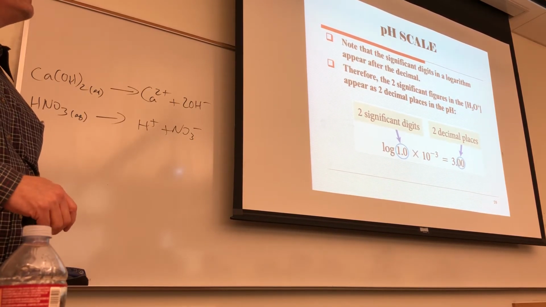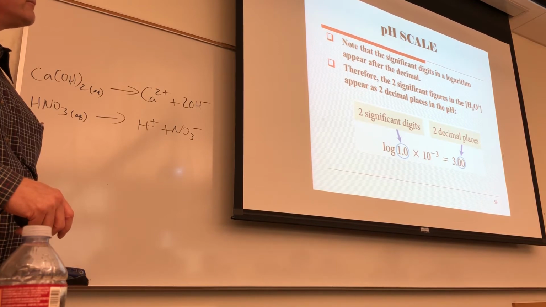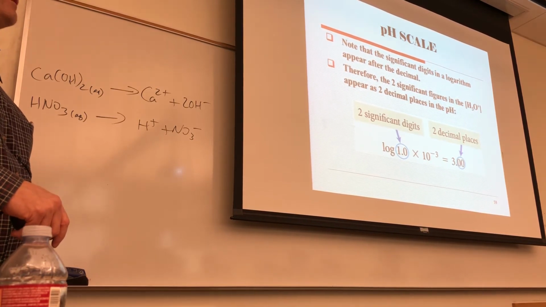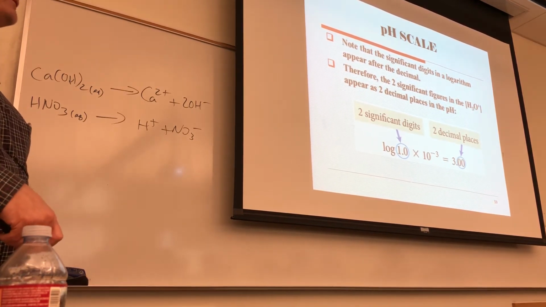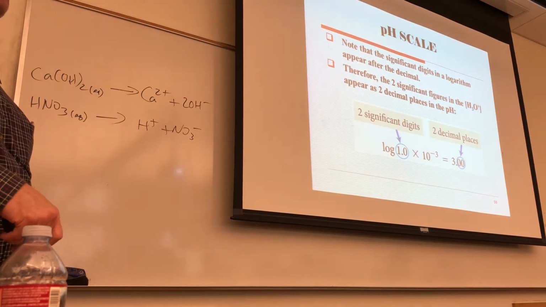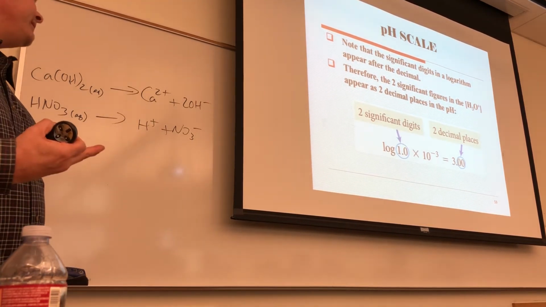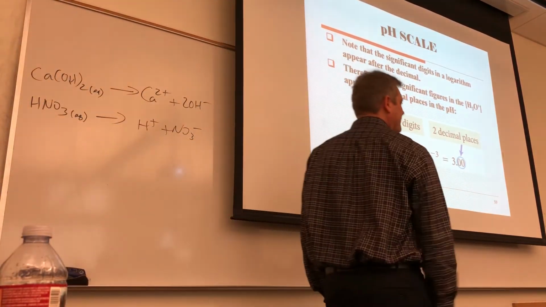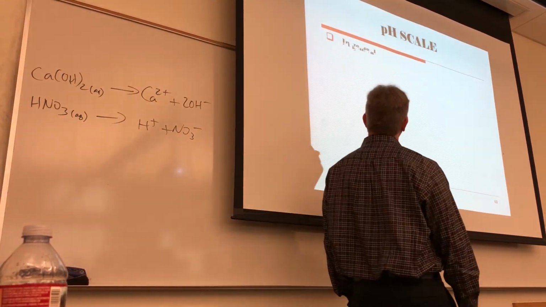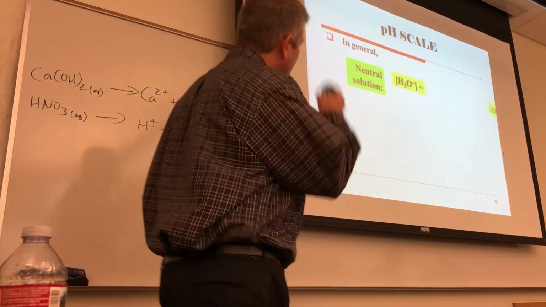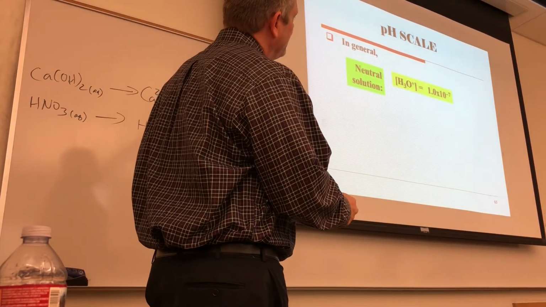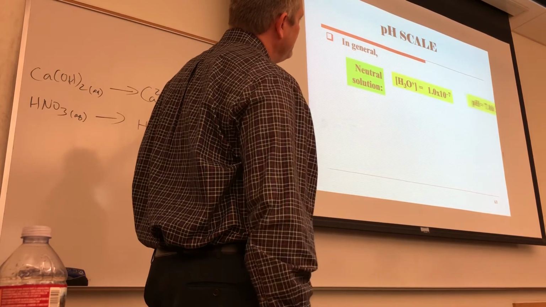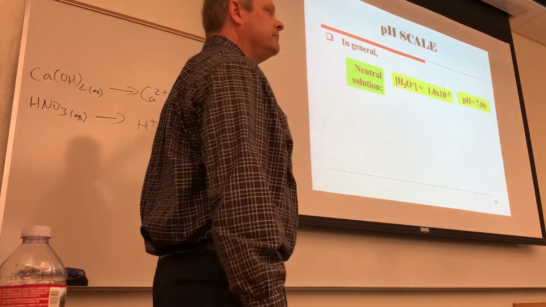Go ahead. So it's neutral at pH 7 because when you plug in 1.0 times 10 to the minus 7, you get 7. Absolutely, yes. Whether it's OH or pH, or pOH or pH, they're both the same. Right? Yep. Okay, so for neutral solutions, the concentration is 1.0 times 10 to the minus 7. The pH is 7.